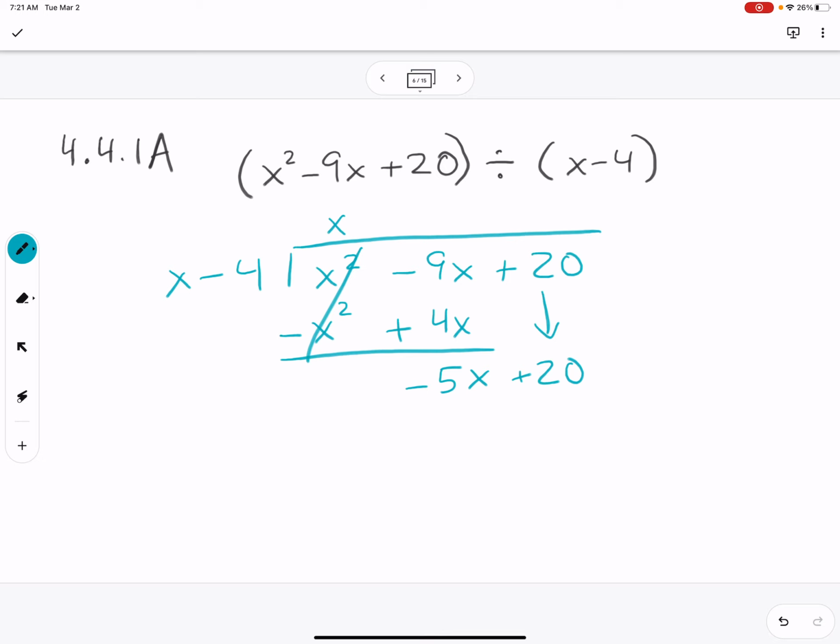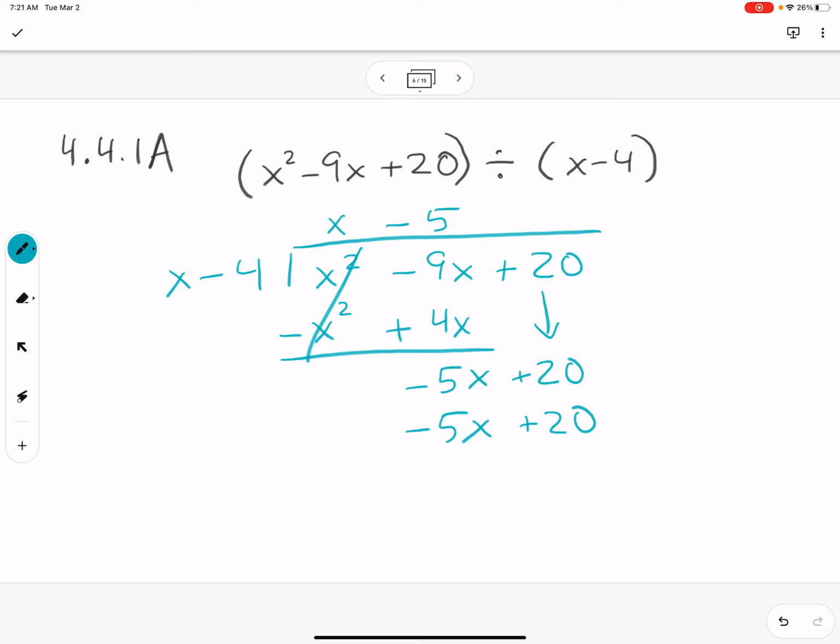Now, I'm going to do the same thing I just did. I'm going to ask myself, okay, x times what will give me negative 5x? Well, x times negative 5 will give me negative 5x. So, x times negative 5, that gives me negative 5x. And negative 4 times negative 5, that gives me positive 20.